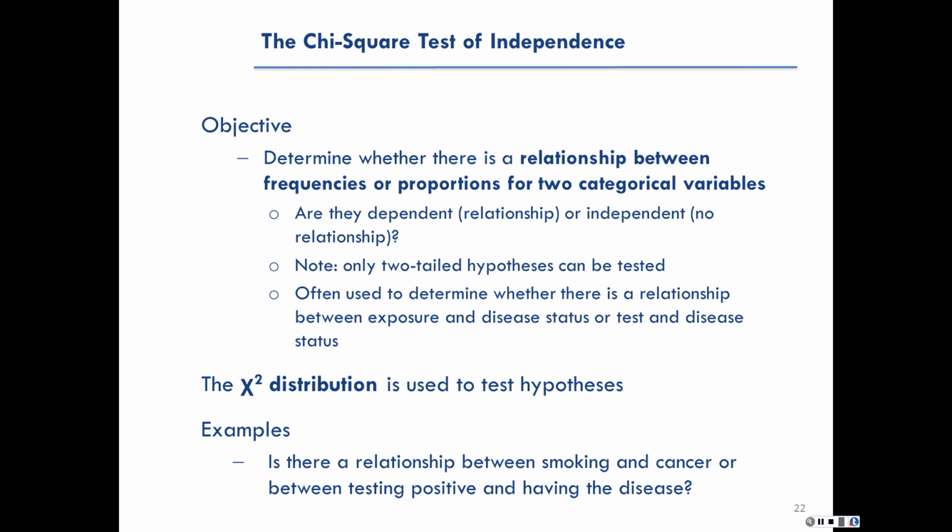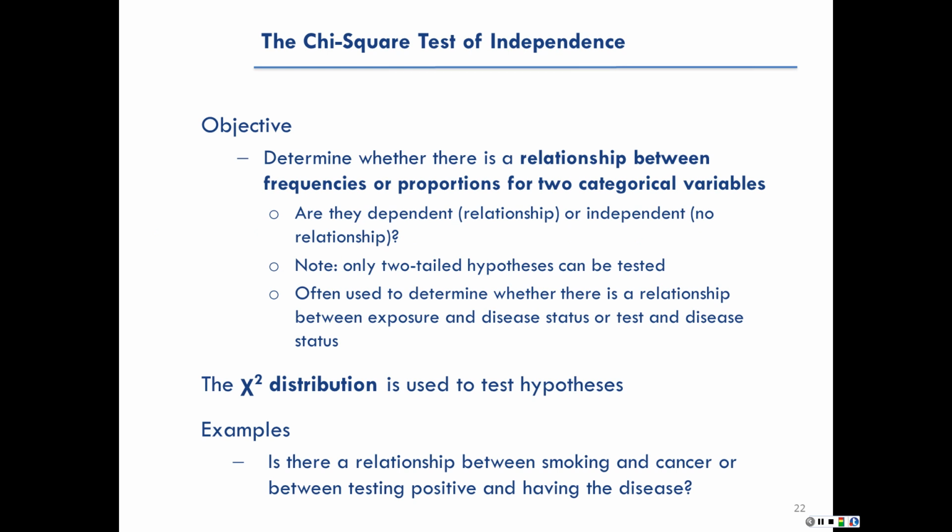This is the third and last lecture in our module on estimation and hypothesis testing with categorical data. In this lecture, we're going to be discussing hypothesis testing using the chi-square test of independence for comparing proportions in two groups.